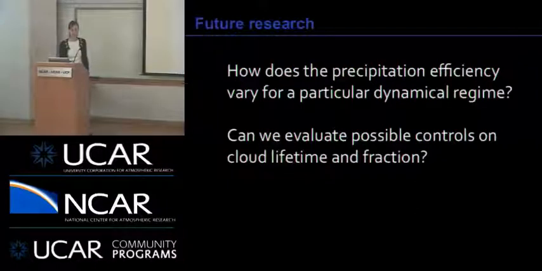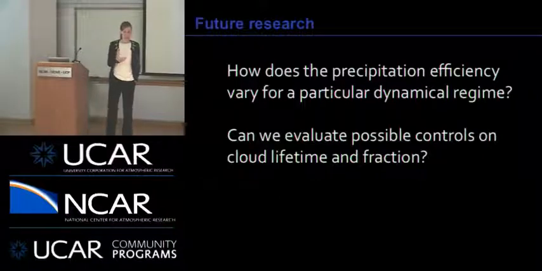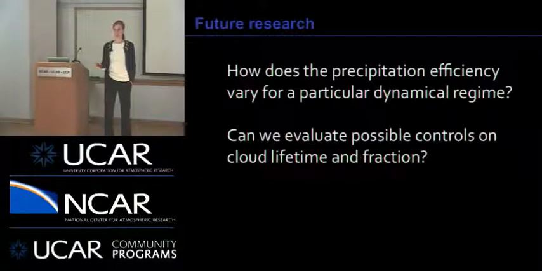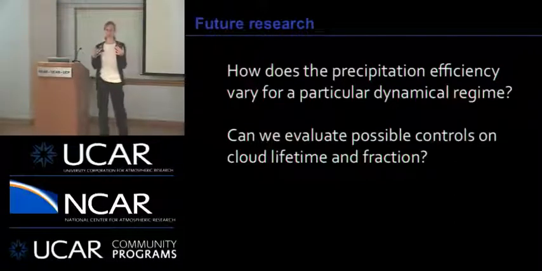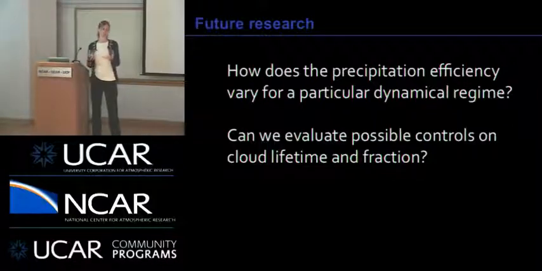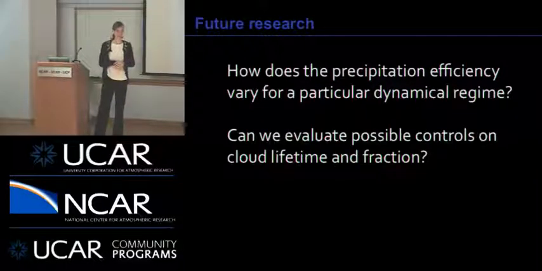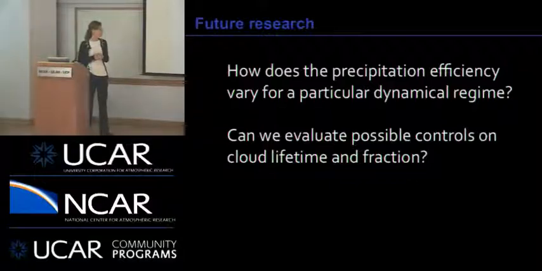I think we can answer this, right? The Mauna Loa experiment told us that large-scale dynamics is the first-order control on precipitation efficiency. If you're not distinguishing what's going on in the large-scale environment, that's going to be the first-order control. And so if you want to understand the variability in precipitation efficiency for a particular dynamical regime, I think we need repeated measurements under very similar large-scale conditions. Once we have those measurements, we can start to pair them with, say, active remote sensing of some of those cloud properties that I mentioned, like cloud lifetime and cloud fraction.